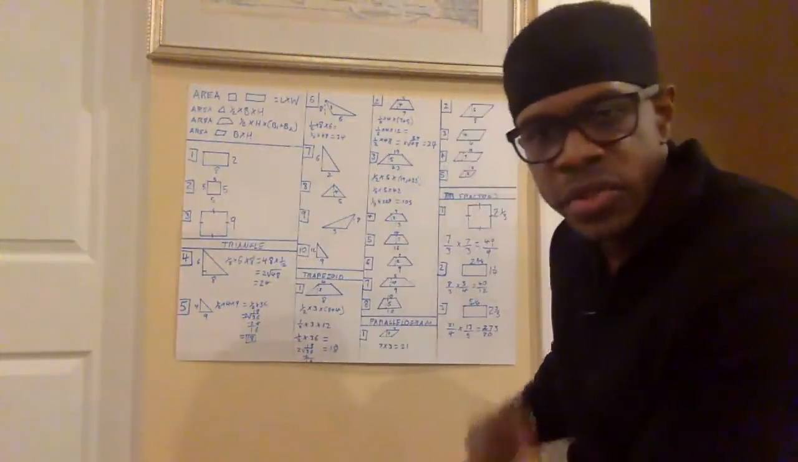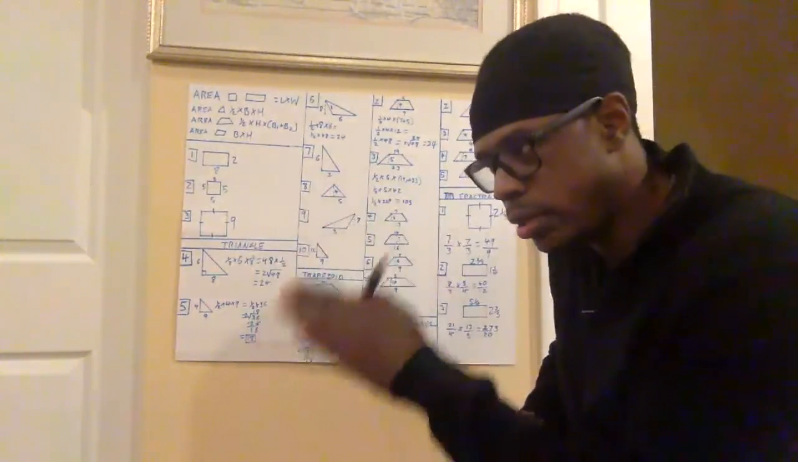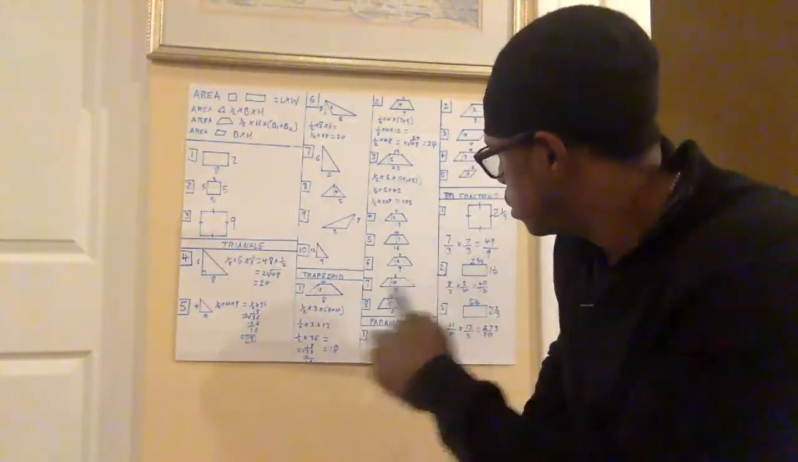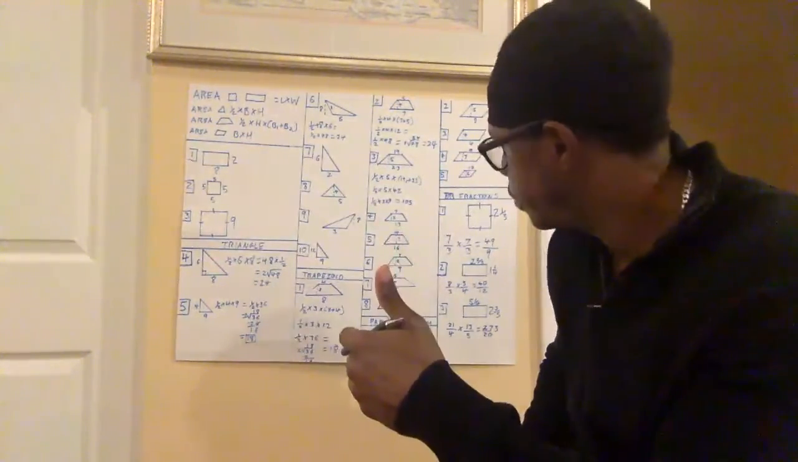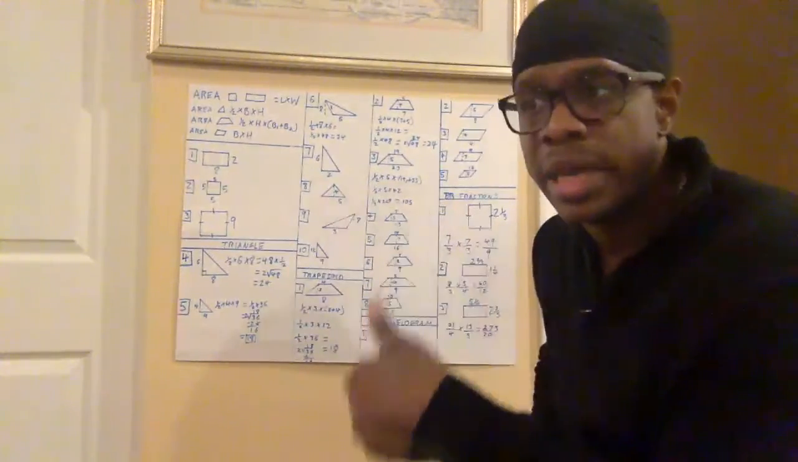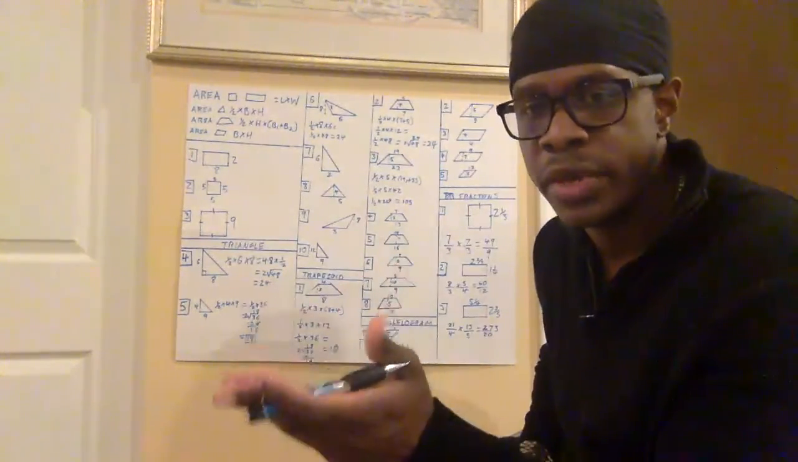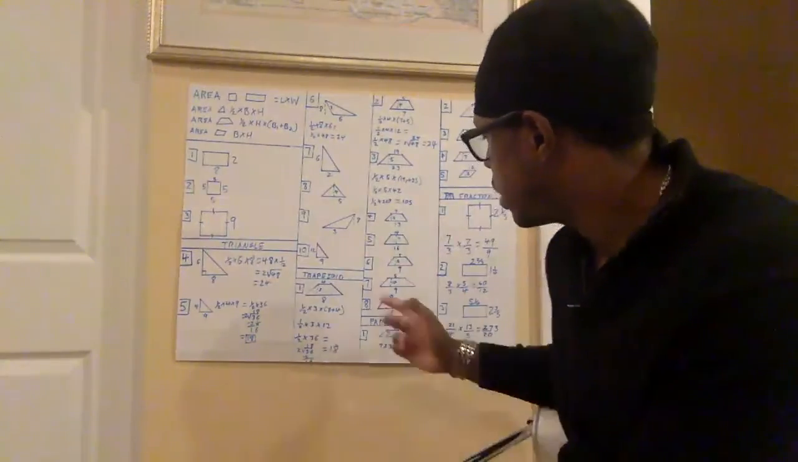Number 7, we have first base of 5, second base of 9. 9 plus 5 is 14. So we have a half times 10 times 14, which is going to be 7 times, well, half of 14, which is 7. 7 times 10 is 70. Or a half of 10 is going to give you 5. 5 times 14, 70.